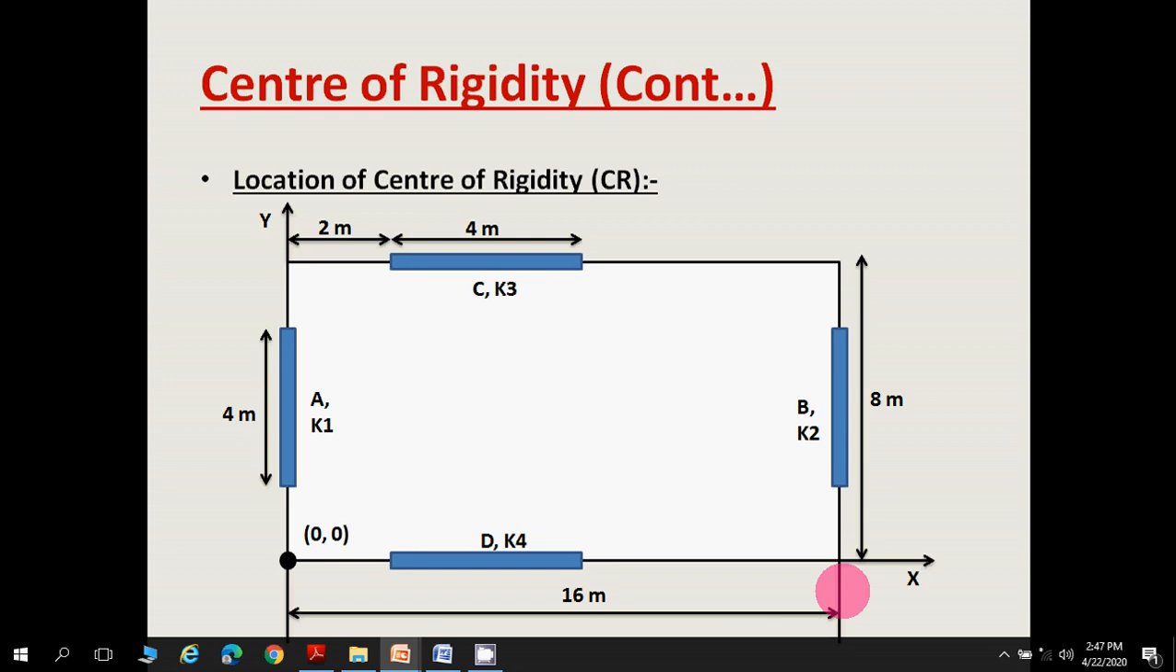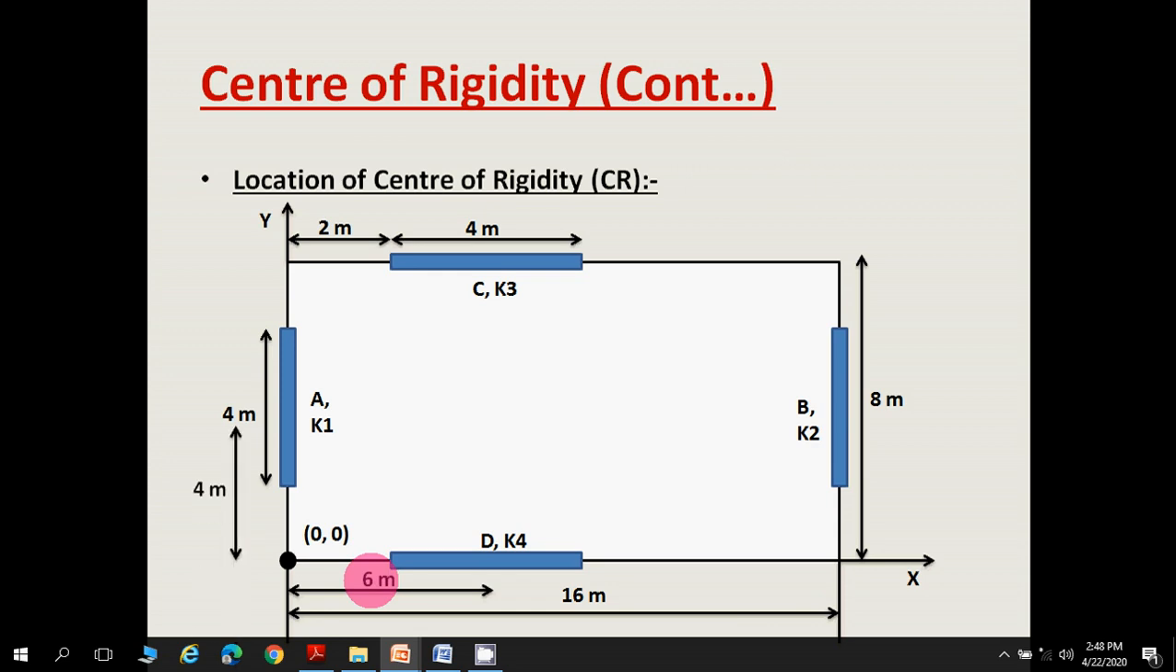Now x3 and x4. For wall C and wall D, the center of stiffness is the same, each 4 meter, because they are located 2 meter from this point and have a length of 4 meters. So 4 meter divided by 2 is 2 meter, plus 2 meter, it's a 4 meter distance. Sorry, I wrongly said 6 earlier.